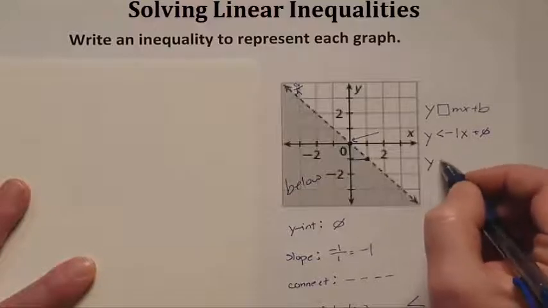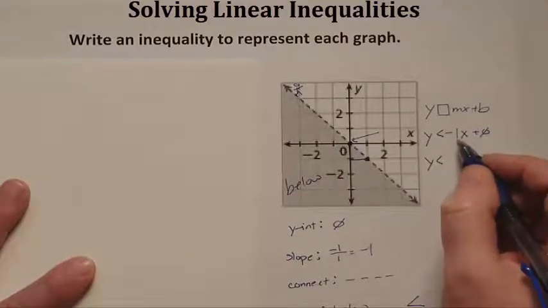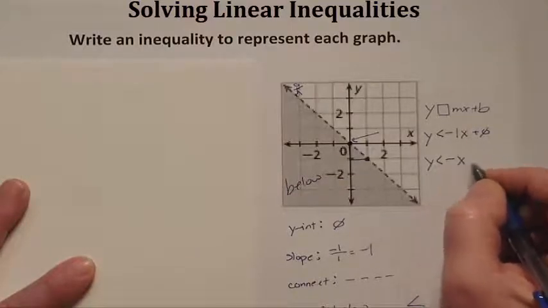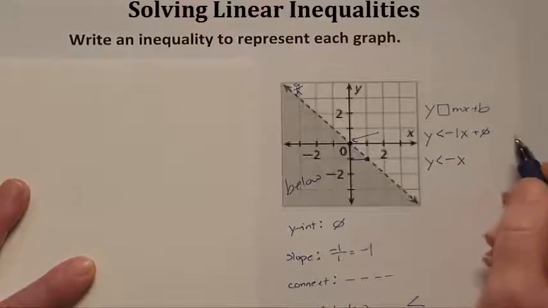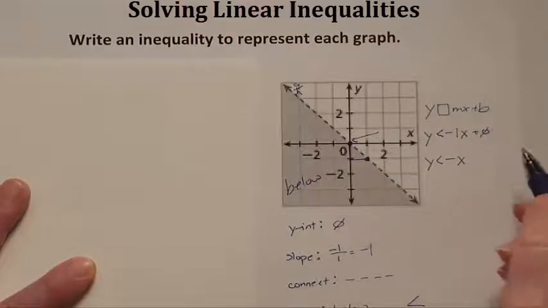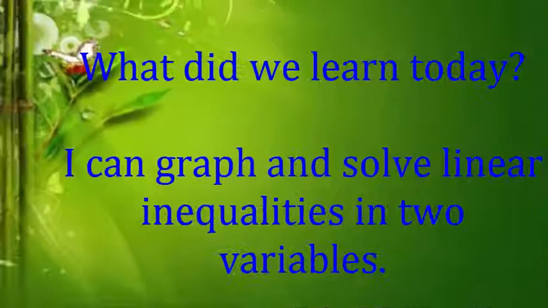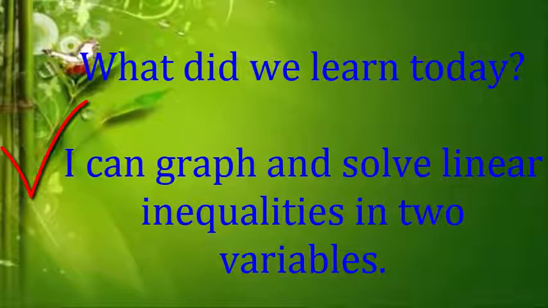So y is less than, instead of writing -1x, that's the same as -x. And instead of writing add 0, well, anything added to 0 is just that anything. So it actually simplifies all the way down to this. And you're done. What did we learn today? I can graph and solve linear inequalities in two variables. And I look forward to seeing you tomorrow in class.